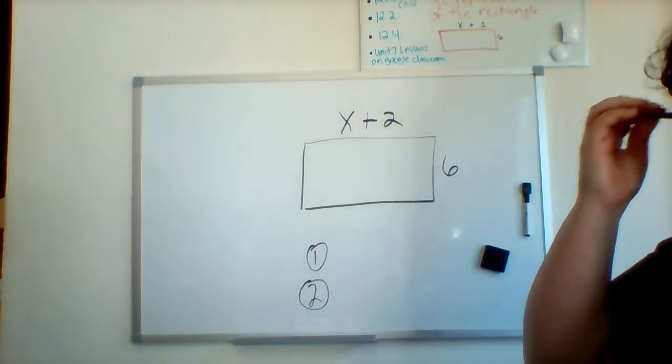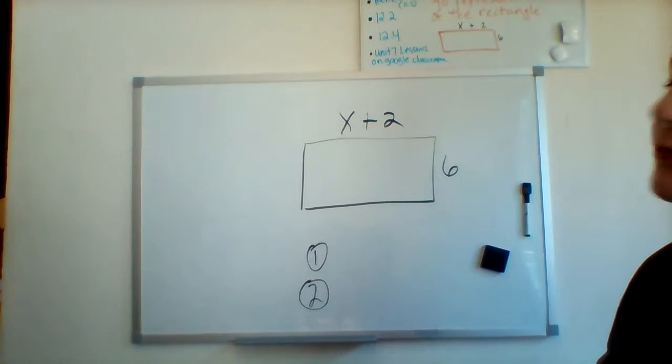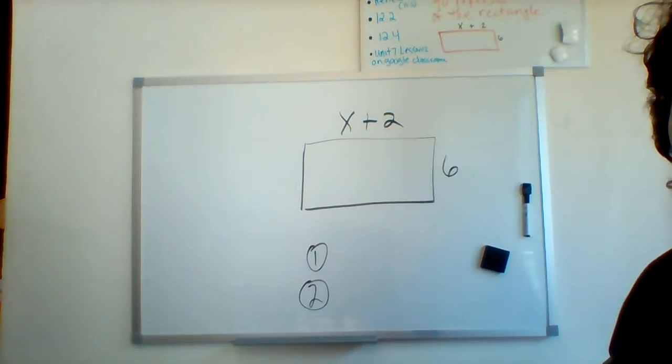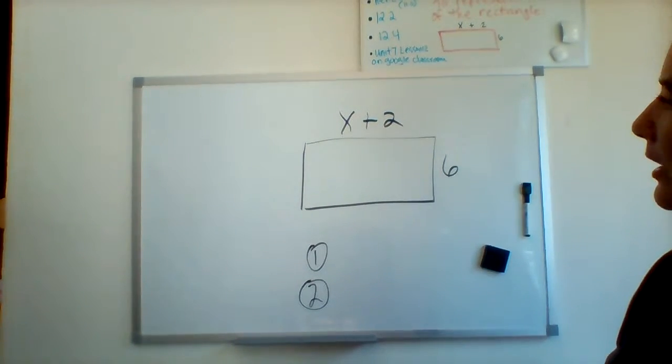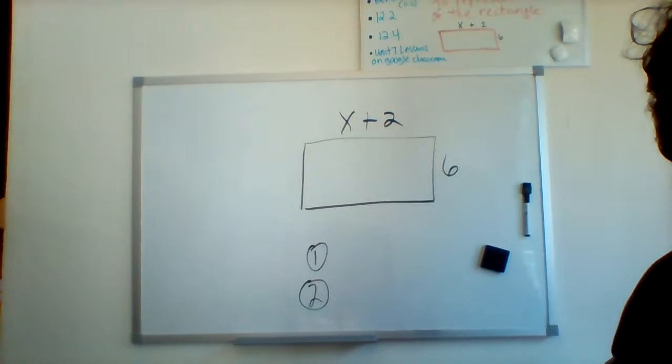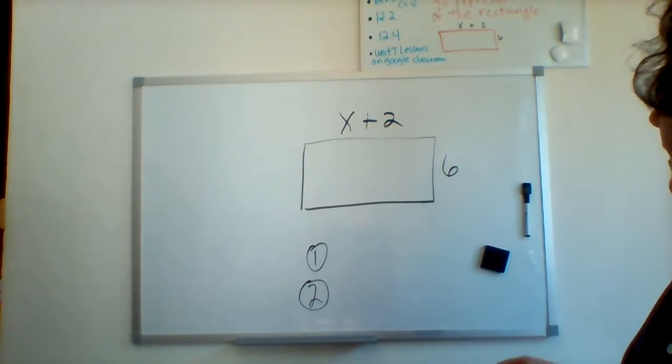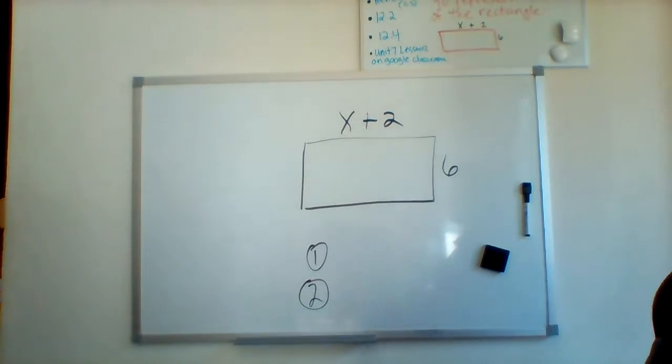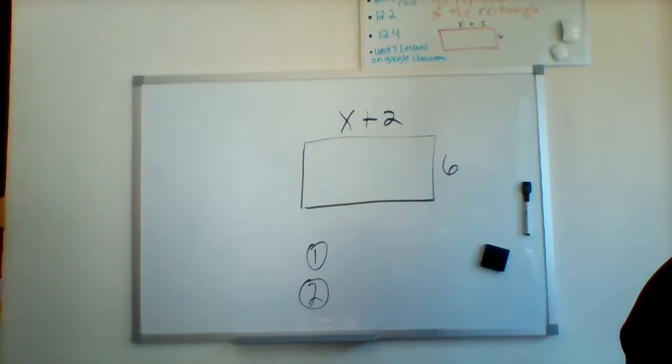Base times height. Okay, you could say that. Usually, for a rectangle, we would say length times width, but I know what you mean by that. A rectangle still has a bottom and it still has a height, right? Okay, so let's do that. Let's use that as a model. Which one would you use as your base then?